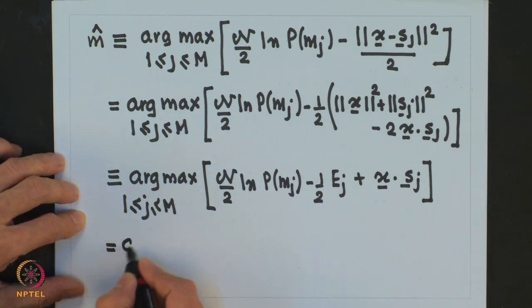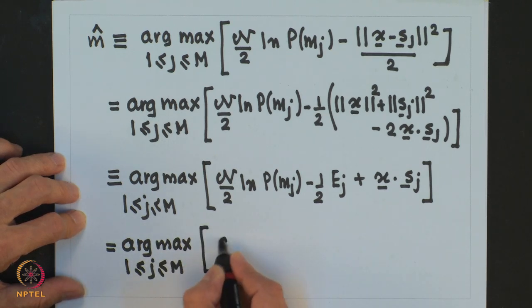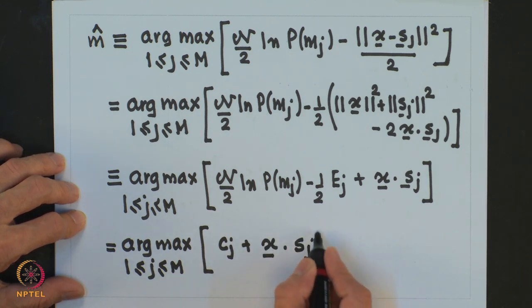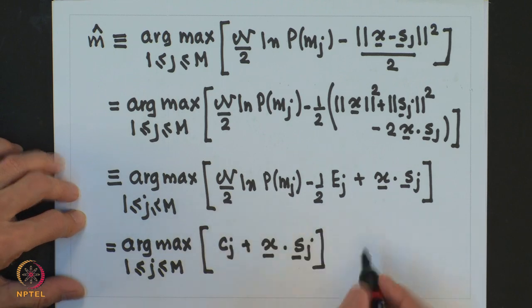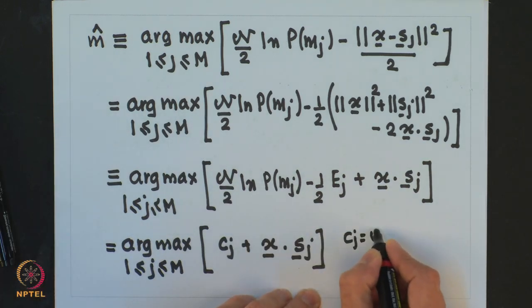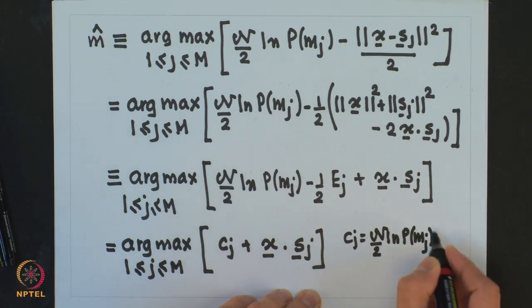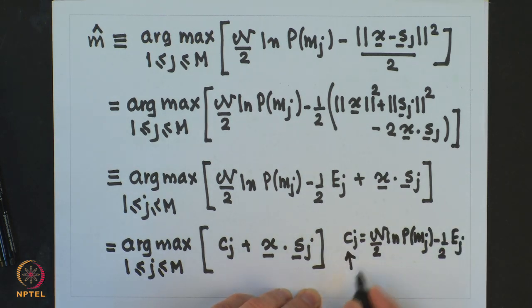This I can rewrite as, so Cj is basically a constant term for the jth computation, and that is equal to n by 2 log of Pmj minus half Ej, and this is also known as the bias term.